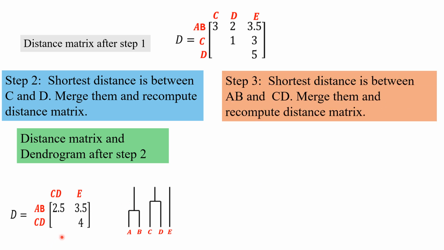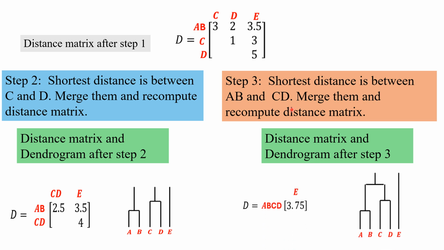Next we examine this matrix to find the smallest value, which is 2.5. It is the distance between the cluster AB and cluster CD. So we merge AB and CD and recompute the distance matrix. The distance matrix now has a single value because there are only 2 clusters remaining. We have just 2 branches: the first has A, B, C, D in it, and the second has E alone.